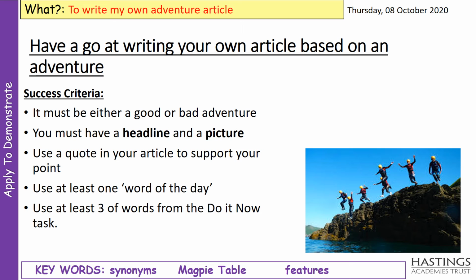Make sure you've got a headline for your article and a picture to go with it. Use a quote in your article to support your point. So that could be from someone else who's there, or maybe someone in your own family who is with you. Use at least one word of the day. So one of the words that we've used in the past week or so. So you could use exaggerated from today, or maybe day tripper or something else that we looked at last week. And then try and use at least 3 of the words from the synonyms that you came up with at the start of the lesson.